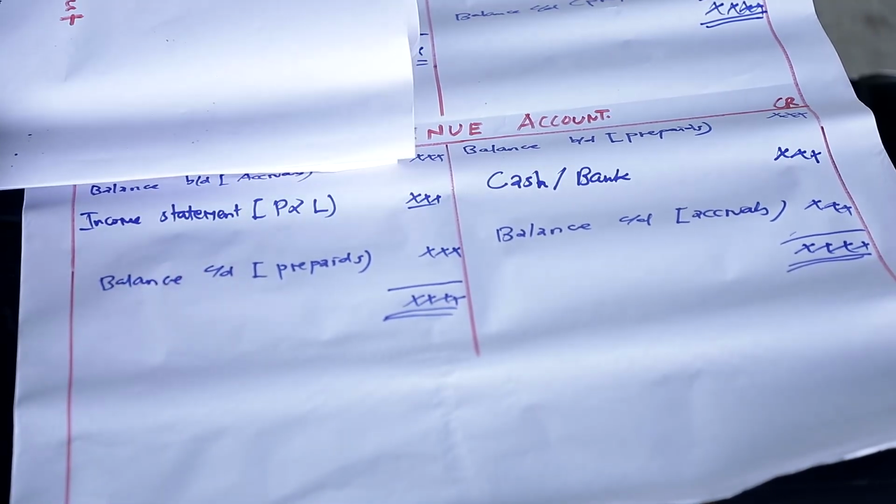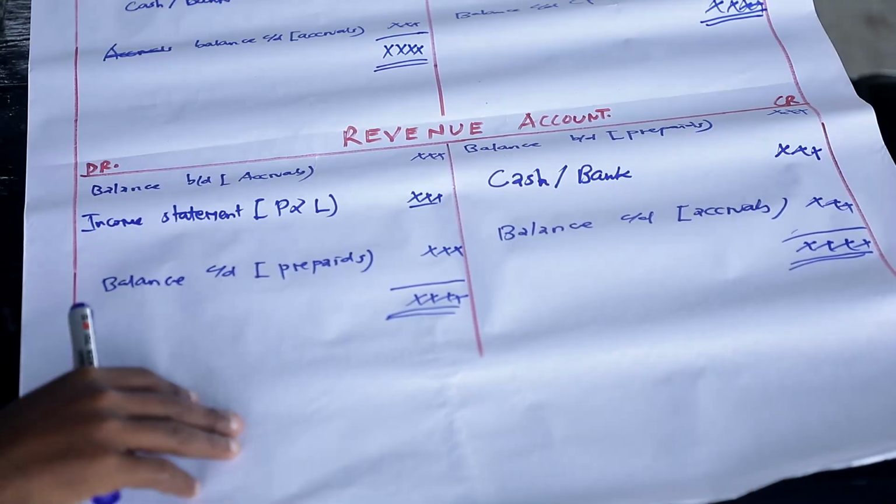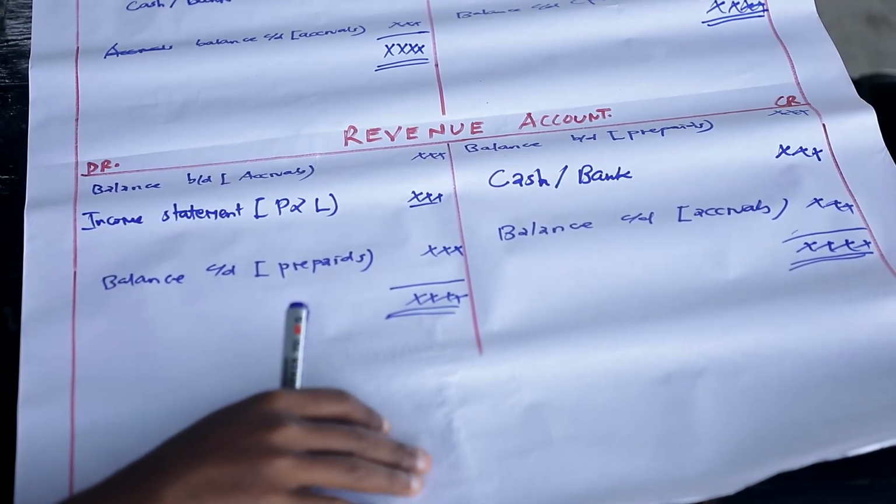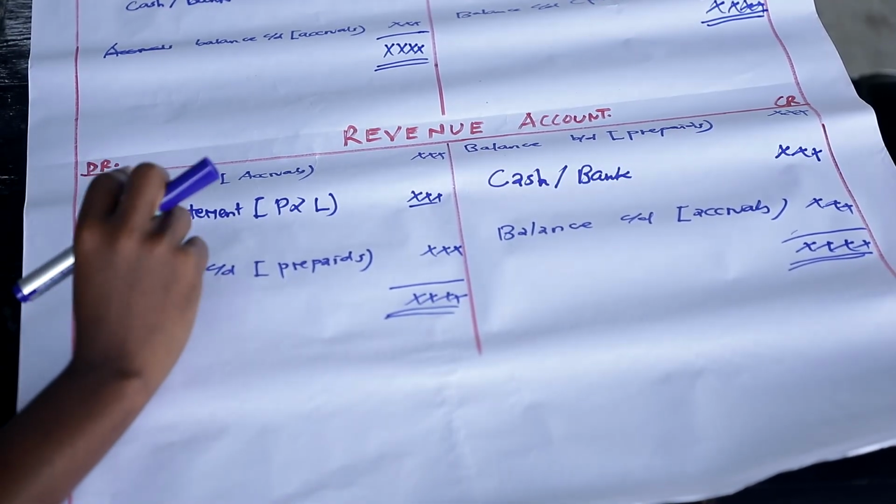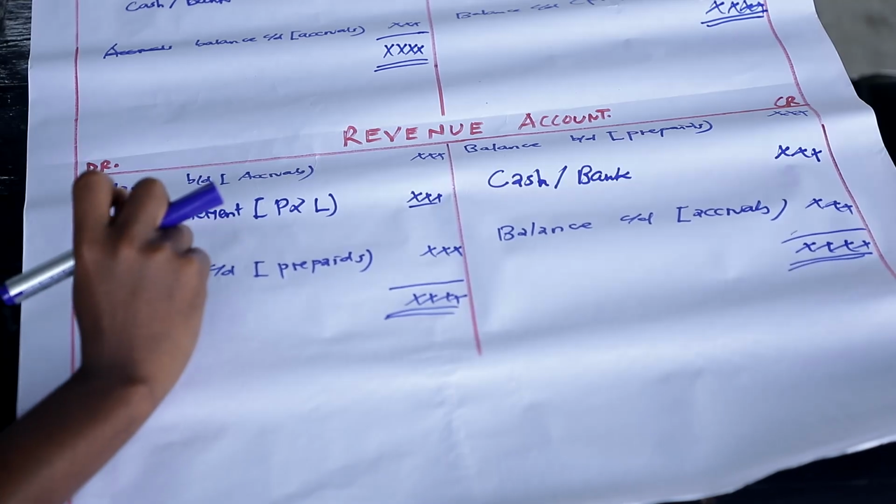So that is the format, and I think through this format it will be able to calculate the missing figure for the accruals and the prepaids, revenues and expenses.